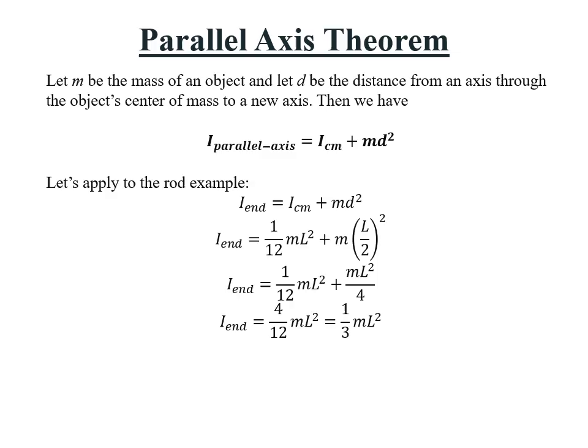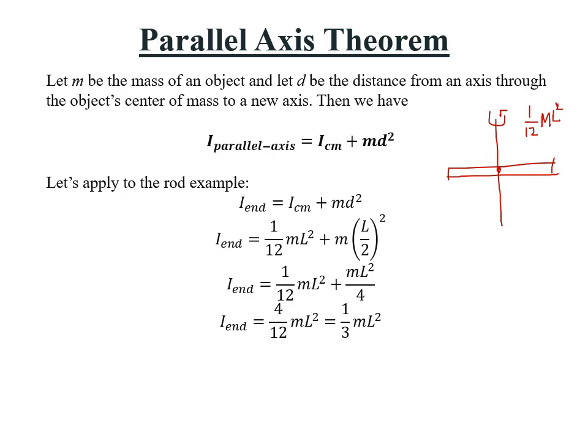Now let's apply this to the example that we have seen in the previous two slides. The first part was to calculate the moment of inertia through the center of mass. The center of mass of a thin rod is at the center, and we noted that the moment of inertia there was 1/12 of the total mass times L squared.